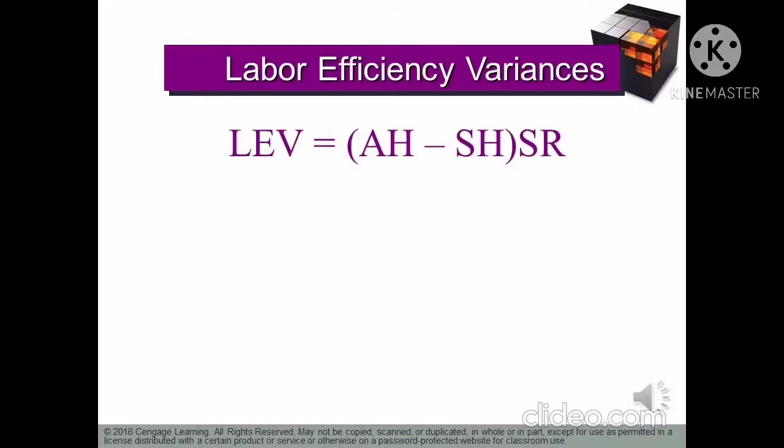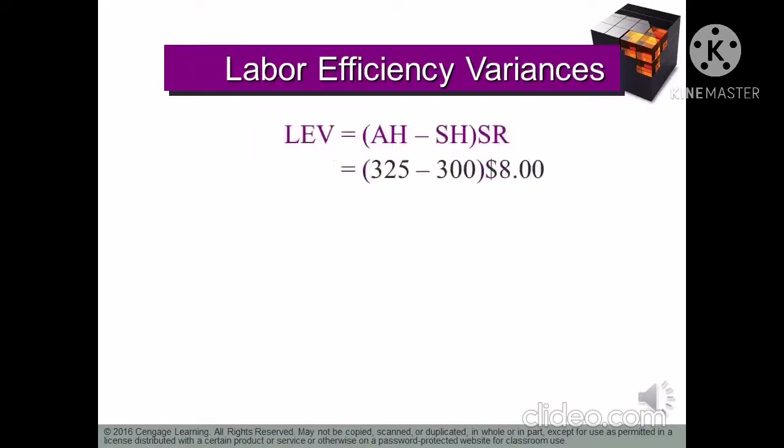Next is the formula for labor efficiency variance, where LEV equals actual direct labor hours used minus standard direct labor hours that should have been used, then multiplied by standard hourly wage rate. We are going to find LEV. As we know, the formula is AH minus SH, then multiplied by SR. The actual hours are 325, but for standard hours, we are going to find the standard direct labor hours that should have been used. The keyword here is that it should have been used.